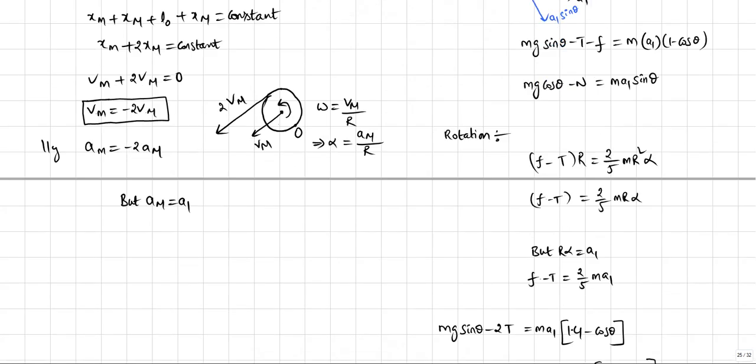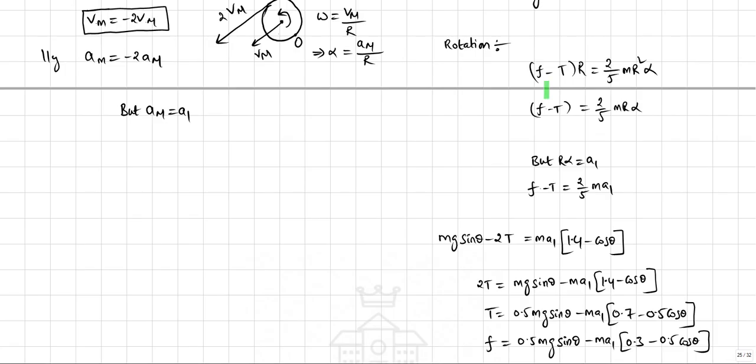Also the sphere is rotating, so what will be the torque in the anti-clockwise direction? Friction is acting along this direction and tension is acting along this direction. So net torque in the anti-clockwise direction will be (F minus T) into R equal to I alpha, moment of inertia of sphere 2 by 5 m R square into angular acceleration alpha. That gives F minus T equal to 2 by 5 m R alpha. But R alpha is A capital M, we got it from here. If we differentiate this, we get alpha equal to A_M by capital R.